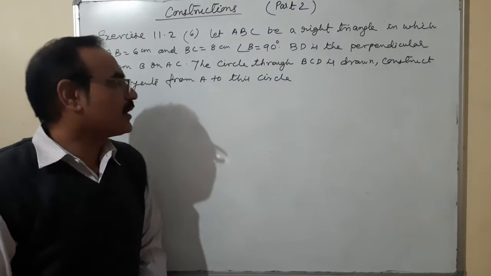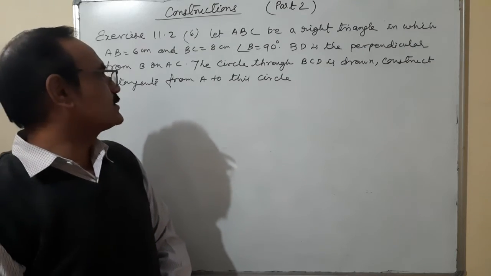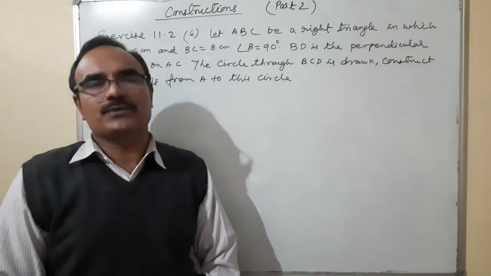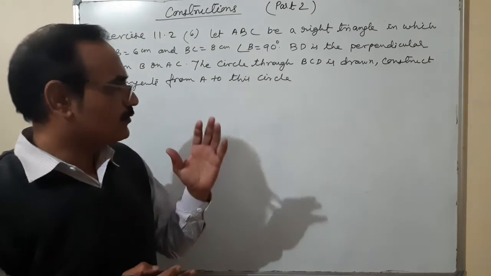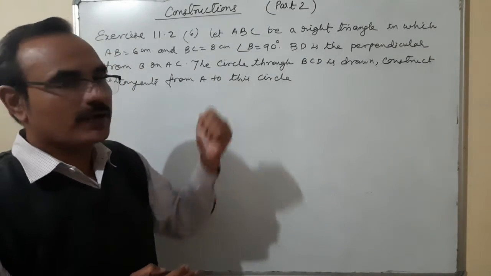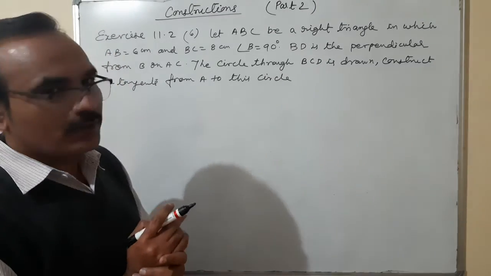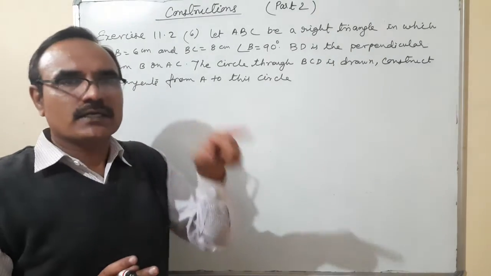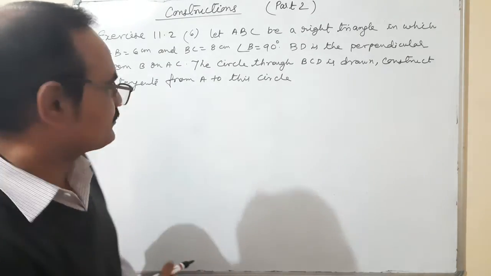Question is clear. Let ABC be a right triangle in which AB is equal to 6, BC is equal to 8, and angle B is equal to 90 degree. So there are 4 or 5 parts of it. Number 1, we have to draw a right angle triangle. Second, we are going to draw a perpendicular from B on AC. Third, we have to draw a circumcircle passing through points B, C, D. And fourth, we are going to draw 2 tangents. Okay.